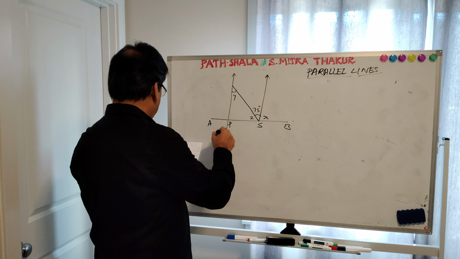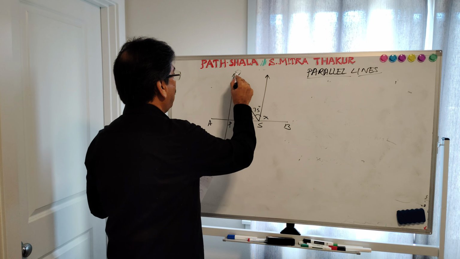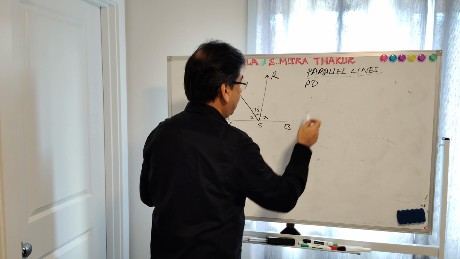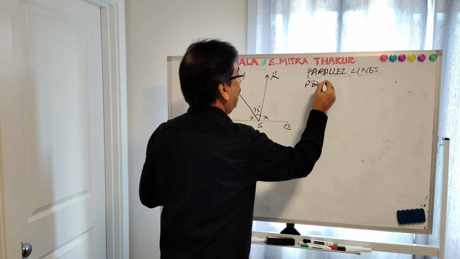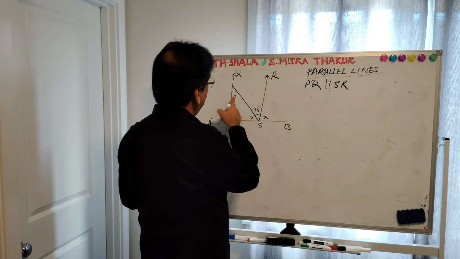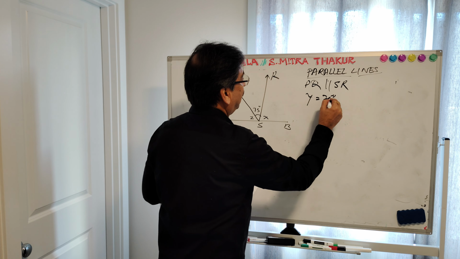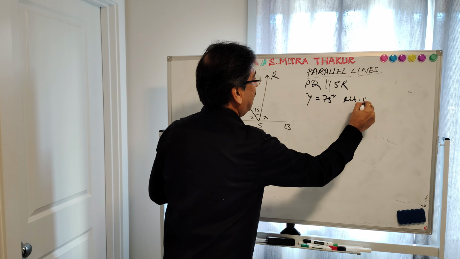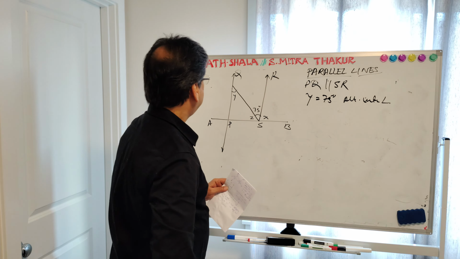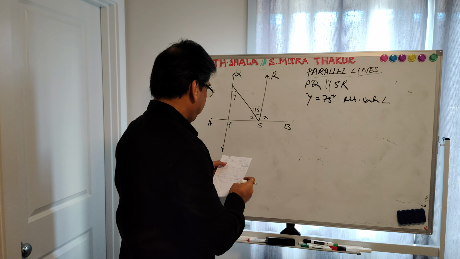Here both the lines are parallel. Here it is P, Q and SR. PQ is parallel to SR, and this is the transversal. So Y is equal to 75 degree, alternate interior angle Y, right?